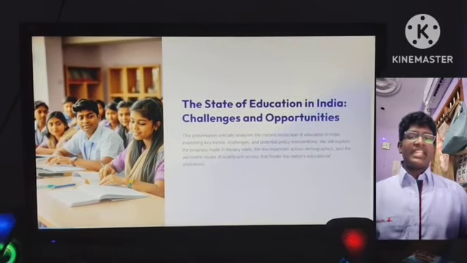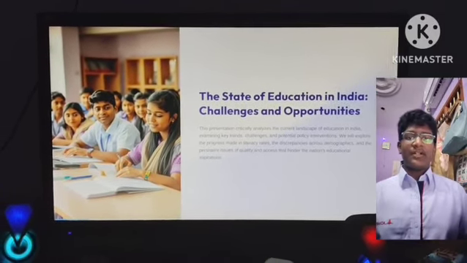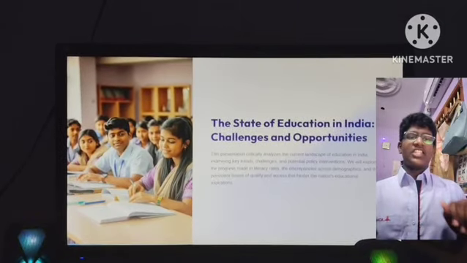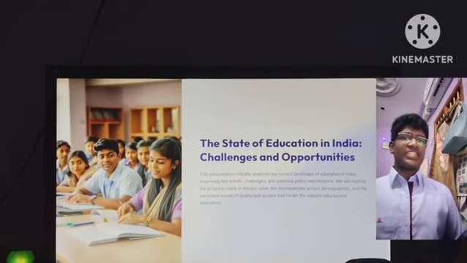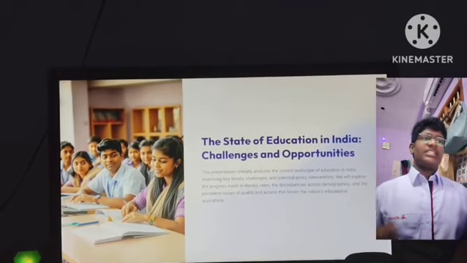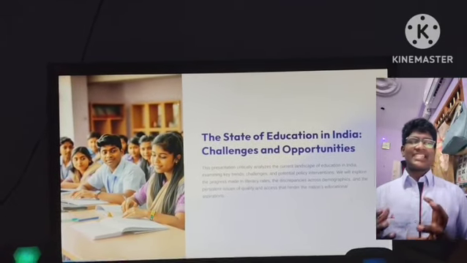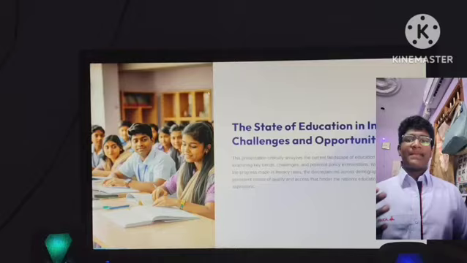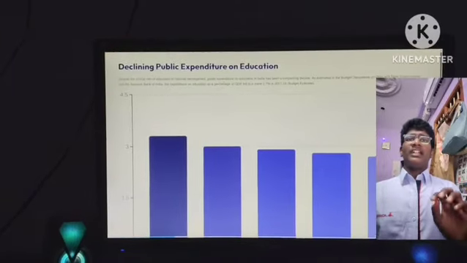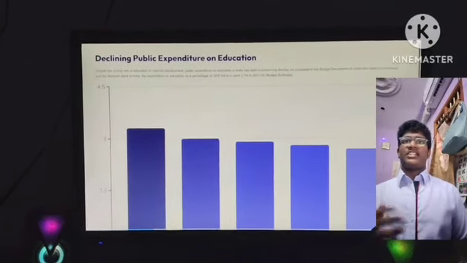Today I am going to do a PPT in the politics chapter 2, People's Democracy. In that I am going to do the education part: the state of education in India, challenges and opportunities. The presentation critically analyzes the current landscape of education in India, examining key trends. Declining public expenditure on education.